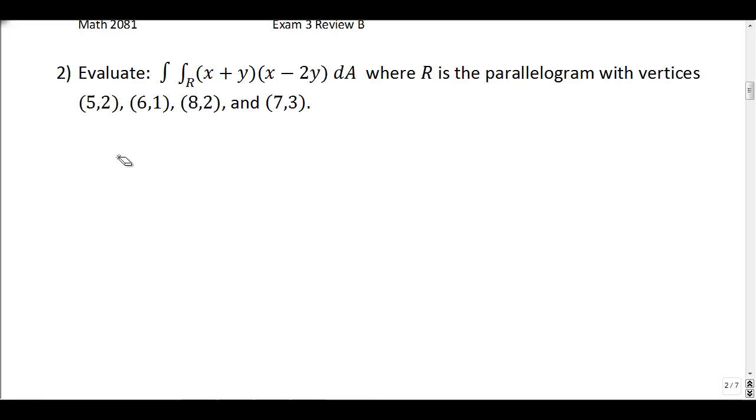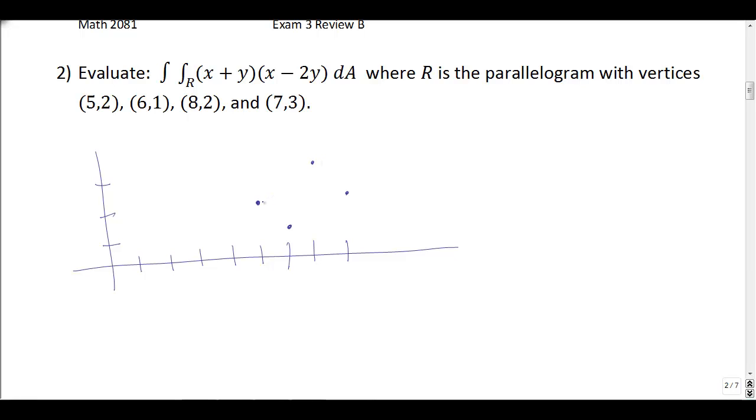Let's just make this fairly accurate here. So 1, 2, 3, 4, 5, 6, 7, 8. 1, 2, 3. So we've got 1, 2, 3, 4, 5, 2. So there's 5, 2. We have 6, 1 is going to be right there. We have 8, 2, going to be somewhere like that. And then we have 7, 3 is going to be somewhere like that.